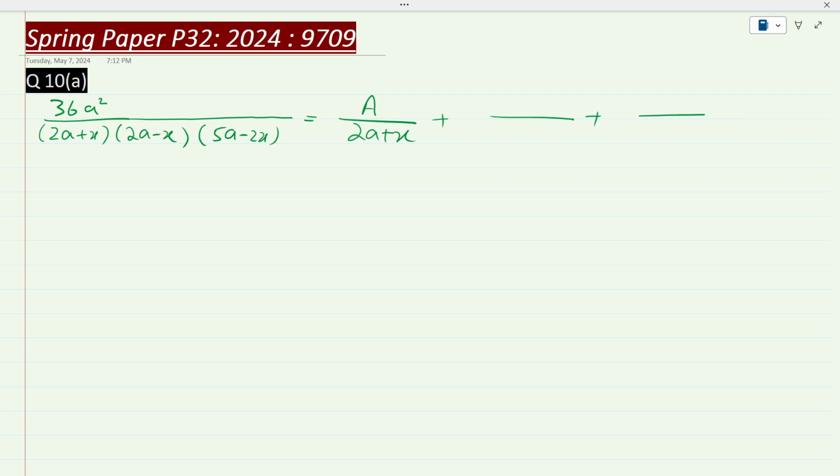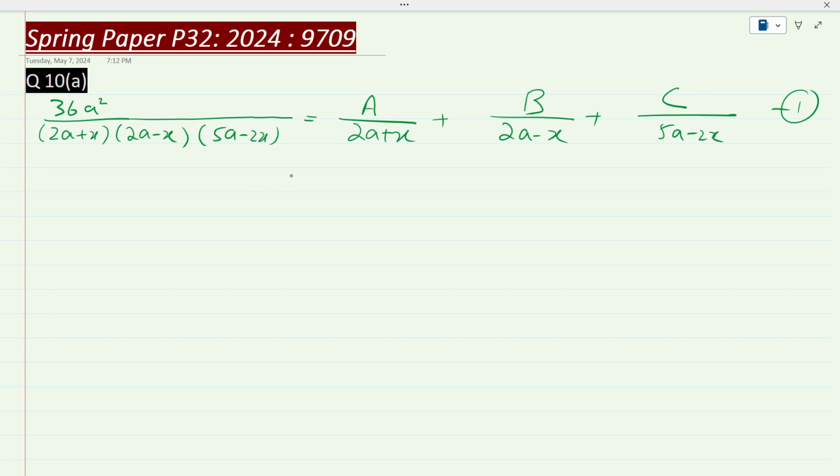It means that the expression can be written as 36a squared, which is the given expression, over (2a plus x)(2a minus x)(5a minus 2x), equals A over the first factor, because it is linear. All these are linear factors, which means we will have constants in the numerators. B over the second factor, and C over the third factor. This is our equation number 1. This is what is required.